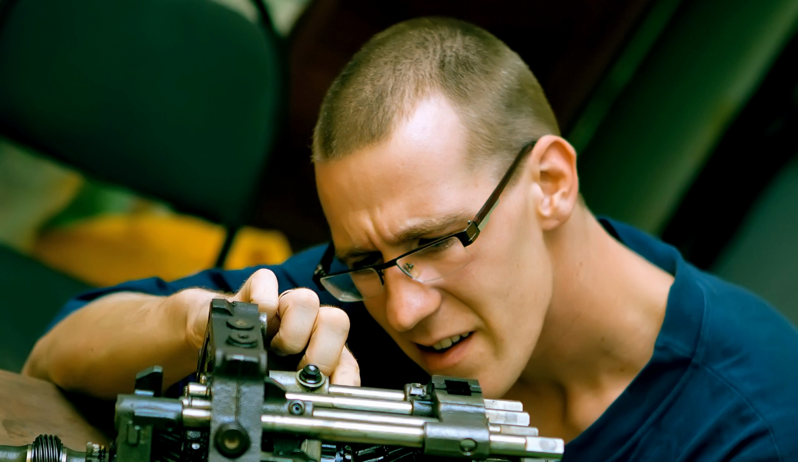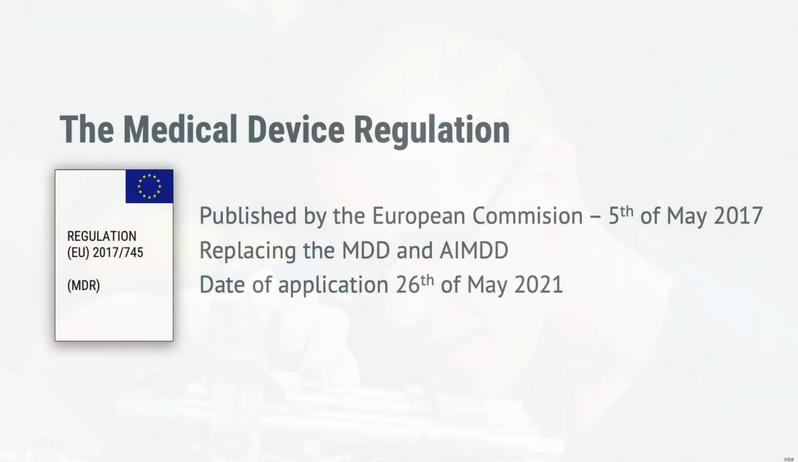This is according to 14.4. The GSPRs are related to the PRRC since they are an essential part of the technical documentation which the PRRC is responsible for setting up. So let's have a quick look at the MDR.